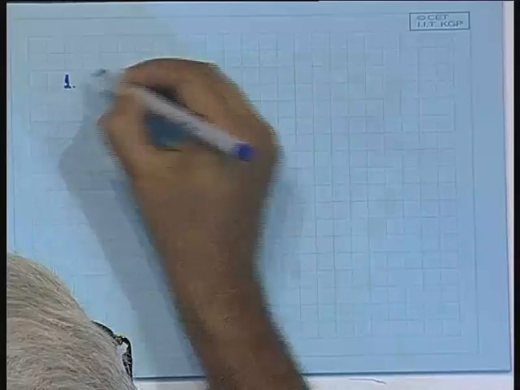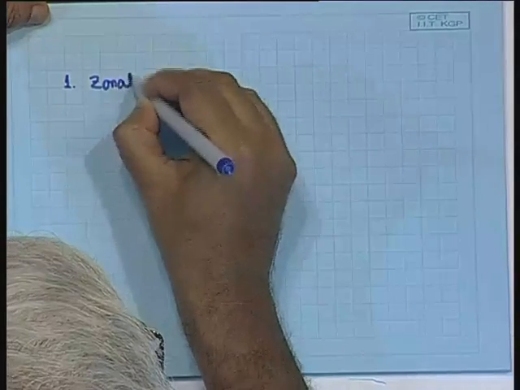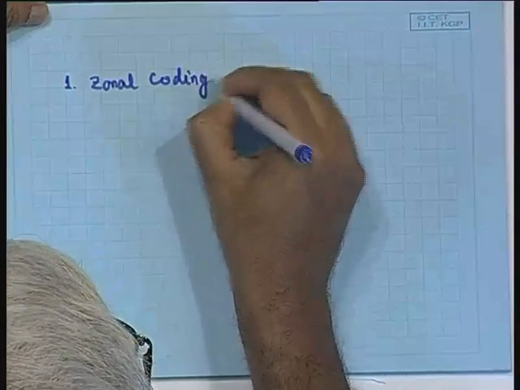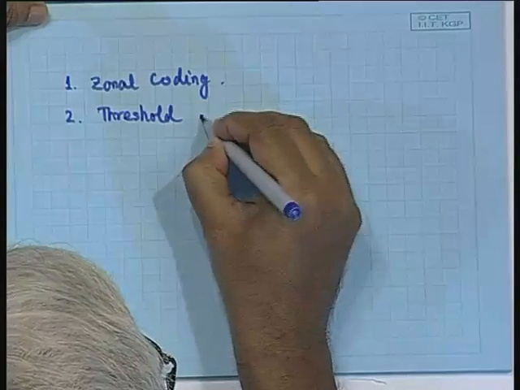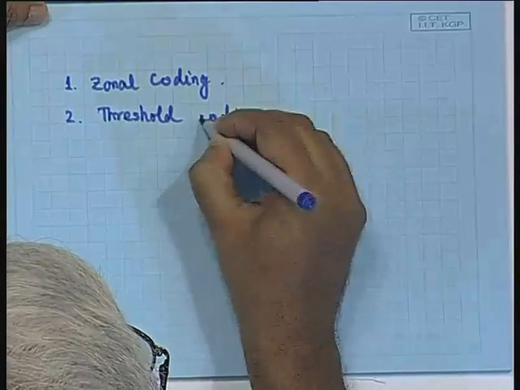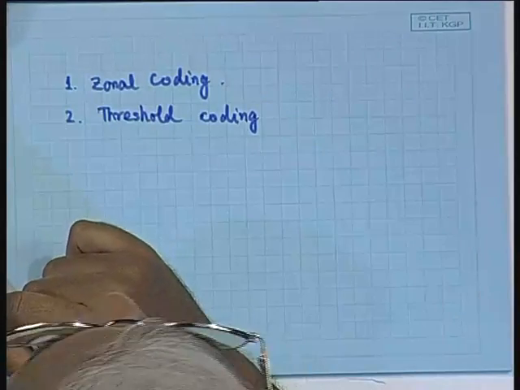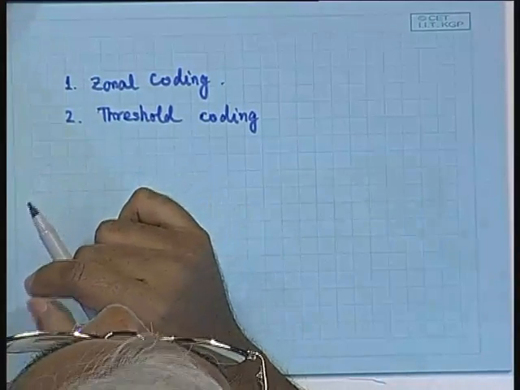Now, on what philosophy is this bit allocation done? There are two basic policies. One is what is referred to as zonal coding, and the other is what is referred to as threshold coding. The essential philosophy of bit allocation is that whenever you are considering a block to be encoded, a block of pixels means that it is 8 by 8, that is, there will be 64 pixels in the block. So, accordingly there will be 64 transform coefficients.